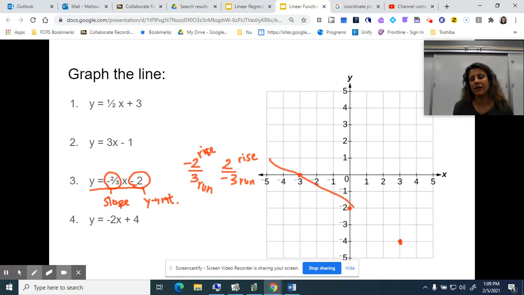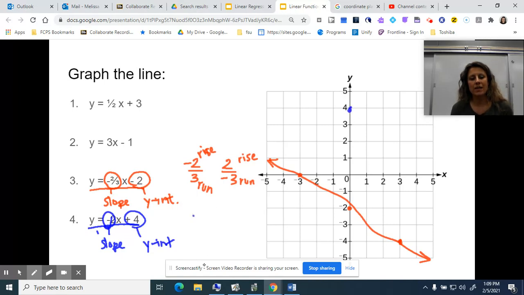Connecting those points in a straight line as best you can. That was pretty wavy, but the best I can do on this little slate. Okay, the last example that we're going to take a look at, I'm going to put it in blue. We have y = -2x + 4. So -2 is the slope, and +4 is the y-intercept. So I'm going to start by marking the y-intercept at +4.